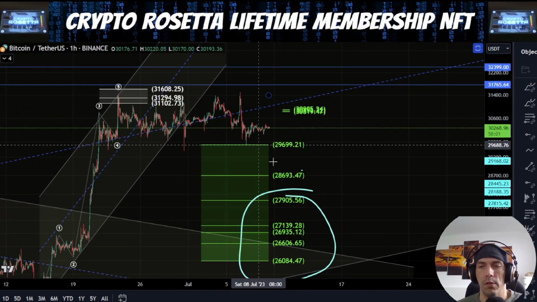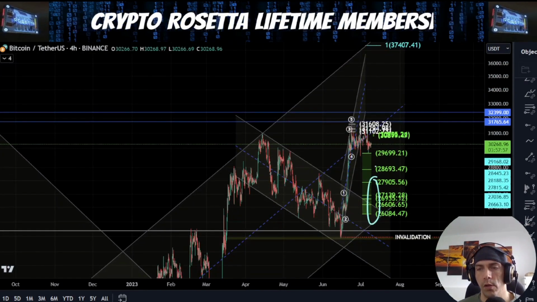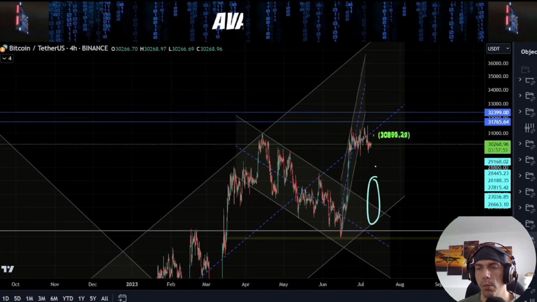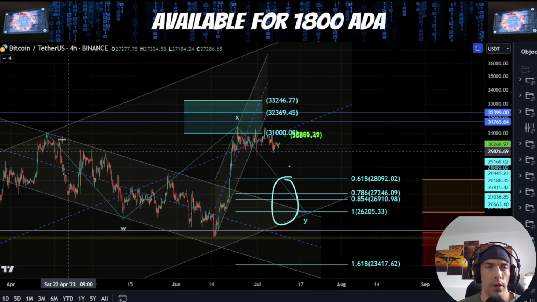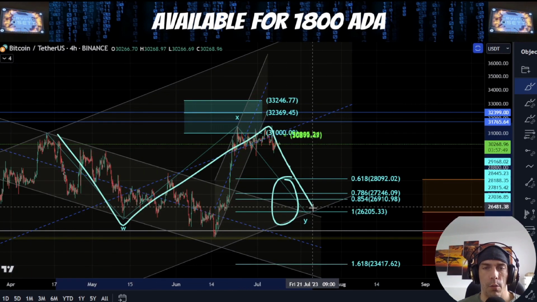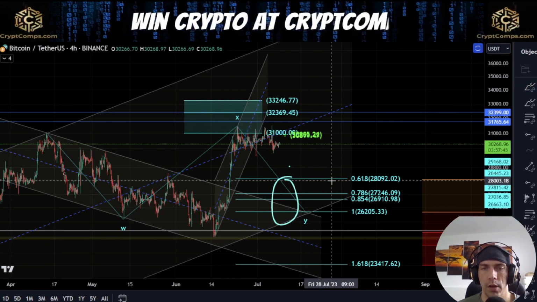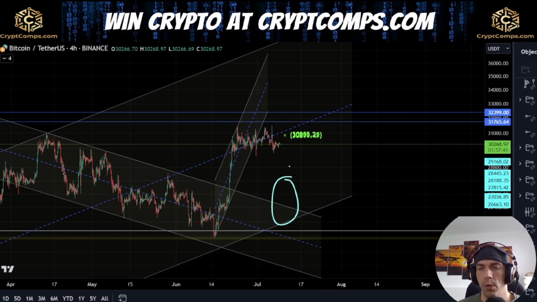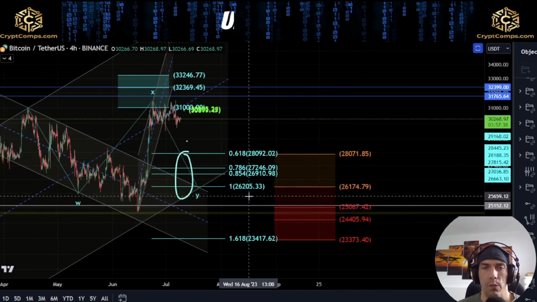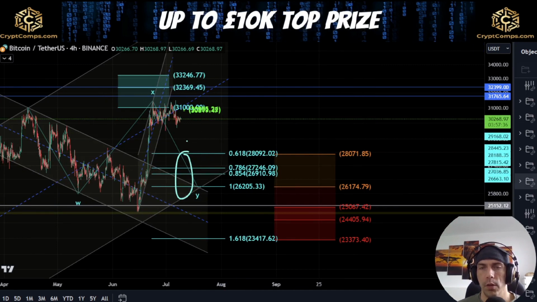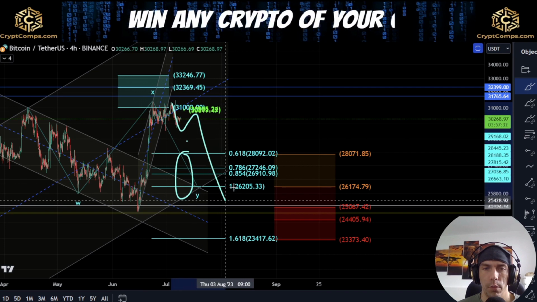Otherwise, it is more likely that what we actually have here on the bigger picture is that this whole structure is just one big corrective move. And what we have is either a W, an X, and a Y, where we maintain this low, so looking for three waves to the downside here, or alternatively this could be a five-wave move to the downside. So that would be looking at this structure forming from this high here, 1, 2, 3, 4, and 5.